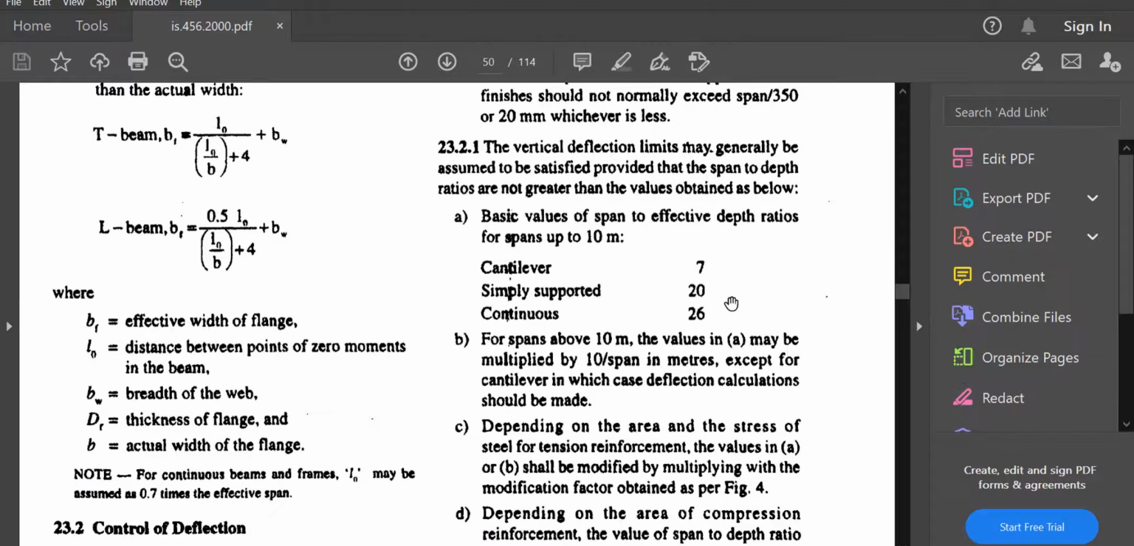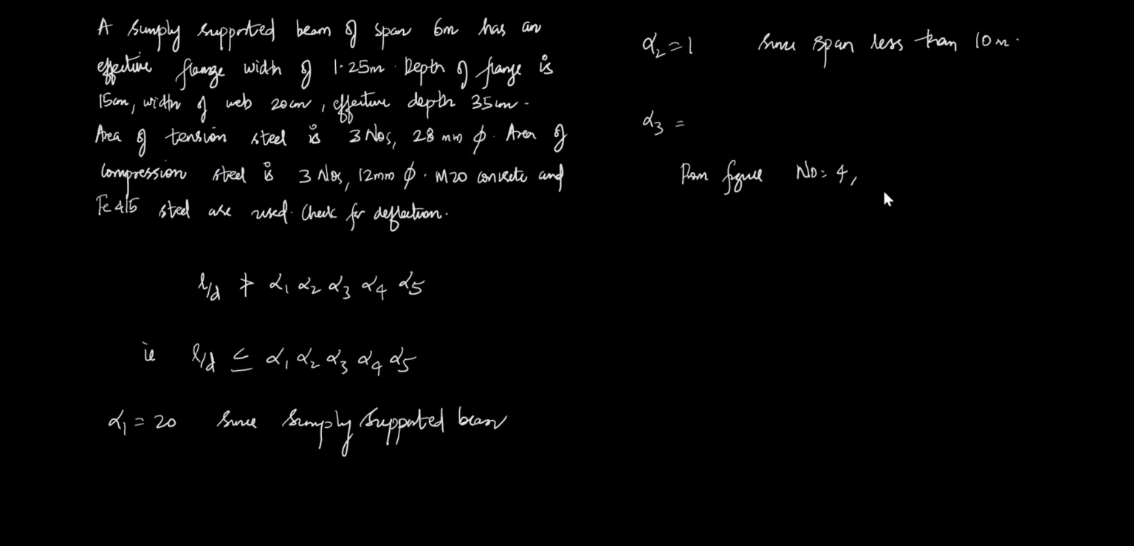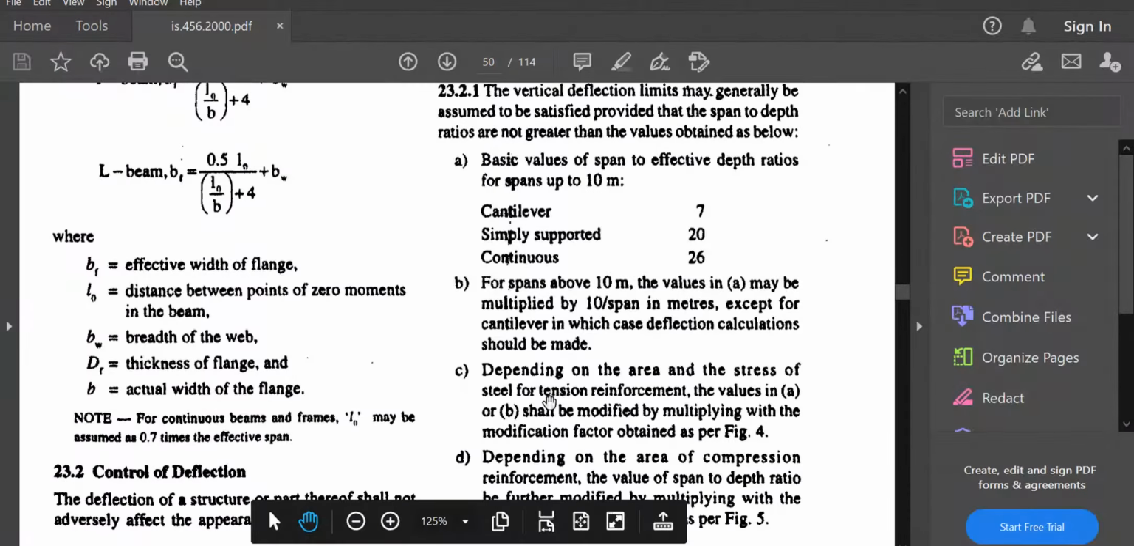Here the span is 6 meters, so it is not applicable, so we don't need to multiply it by alpha 2. This alpha 2 value, you can take it as 1 itself. Now alpha 3 you'll get it from figure number 4. That is figure number 4.